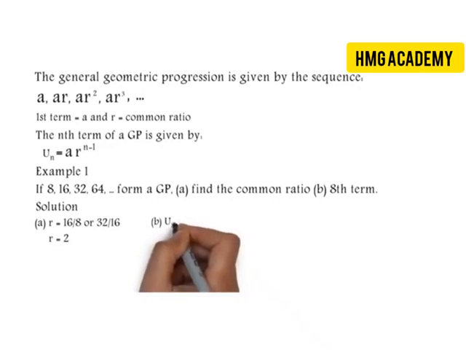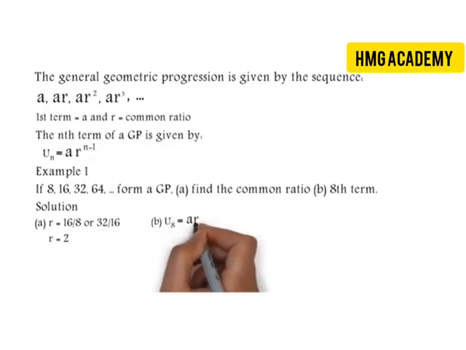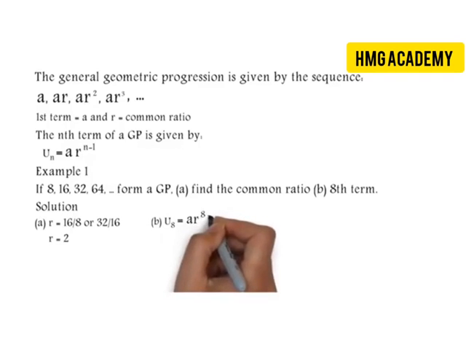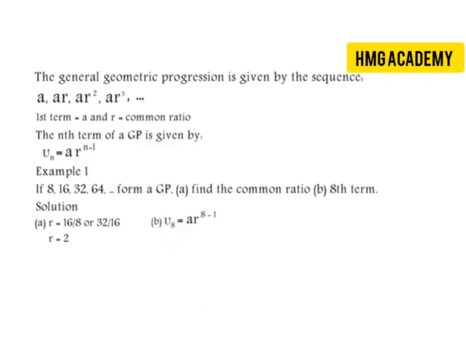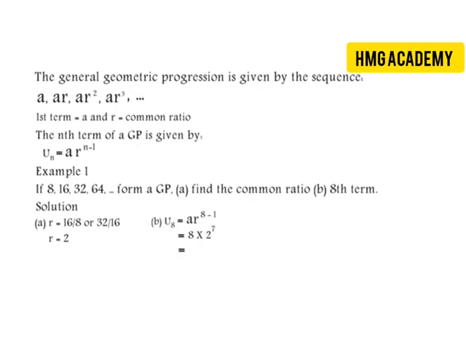So let's see how to get the 8th term now. So u subscript 8 will be equal to ar raised to the power of 8 minus 1. 8 minus 1 is 7, as we know. So our a is 8 times our r is 2 raised to power 7. So 2 raised to power 7 is 128, and when we multiply it with 8, we see that our 8th term is equal to 1024.